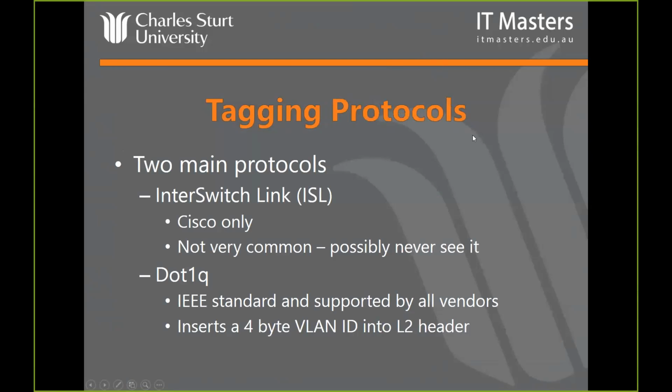So tagging protocols: there is only one main protocol now, it's .1Q. Interswitch Link, ISL, is Cisco only, proprietary, and not very common. You might see it in some rare circumstances, which is why I mention it, but you probably won't see it often, depending on the context you work in. .1Q is certainly the main standard, supported by all switch vendors. All it does is insert the 4-byte VLAN ID into the layer 2 frame. It's just a tagging protocol.